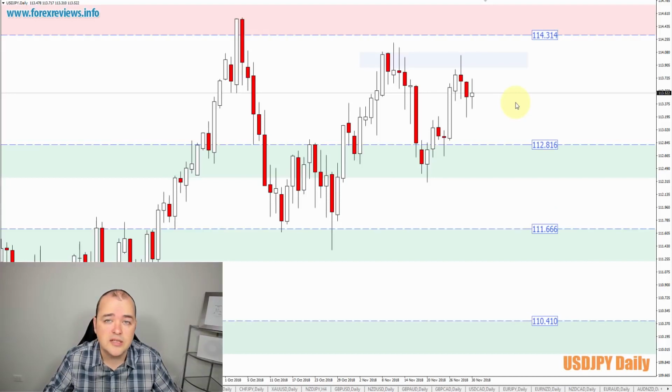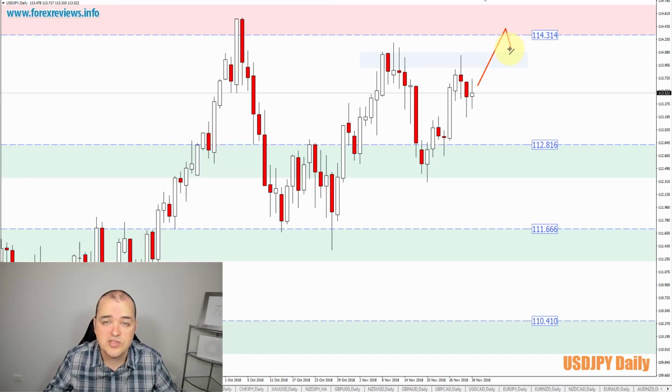The next pair to cover is US dollar yen, and I'm on the daily chart on this market. On this market this week, we'd like to highlight two important areas. The first area I'd like to highlight is the 114.31 zone area, which is a great long-term target area to the upside for all those people holding a buy trade on this market from the recent test of the 112.81 zone area. And also wanted to highlight the 114.31 zone area as an area on this market where I'm just looking for bearish evidence in this area.